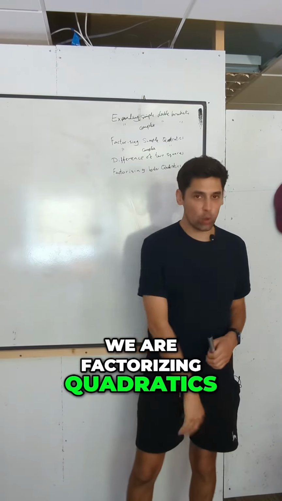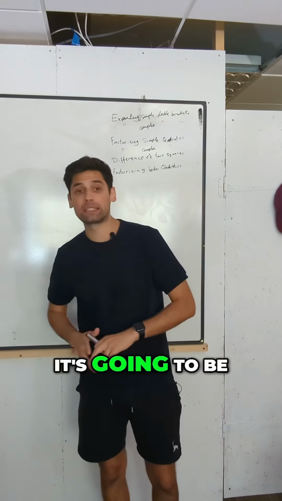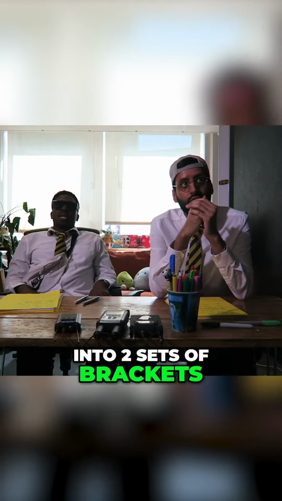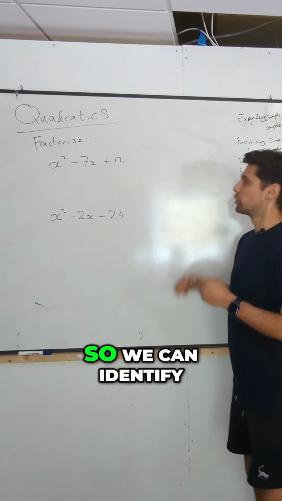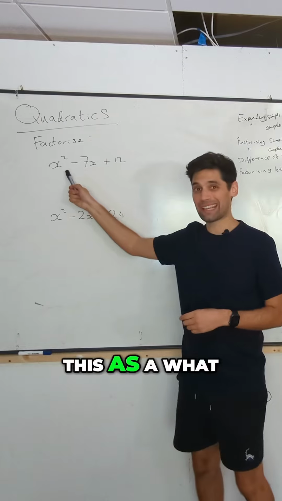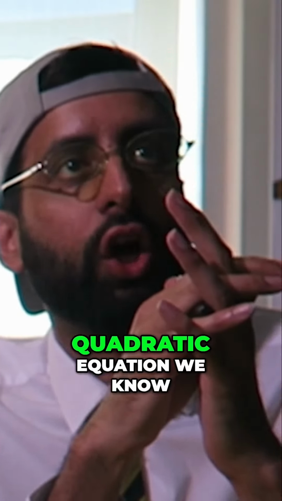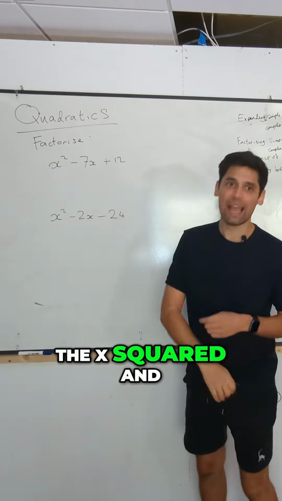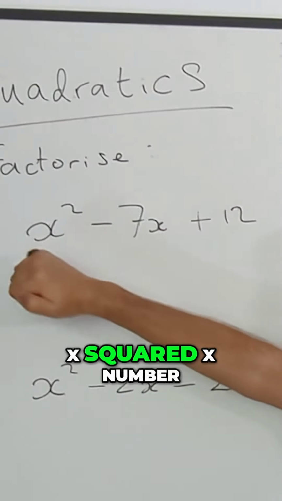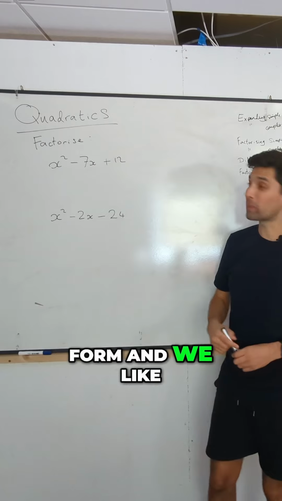When we are factorizing quadratics, almost all the time, it's going to be into two sets of brackets. So we can identify this as a what type of equation? Quadratic. Quadratic equation. We know that because it's got the x squared and it's of the standard x squared, x, number form. And we like it in this order.